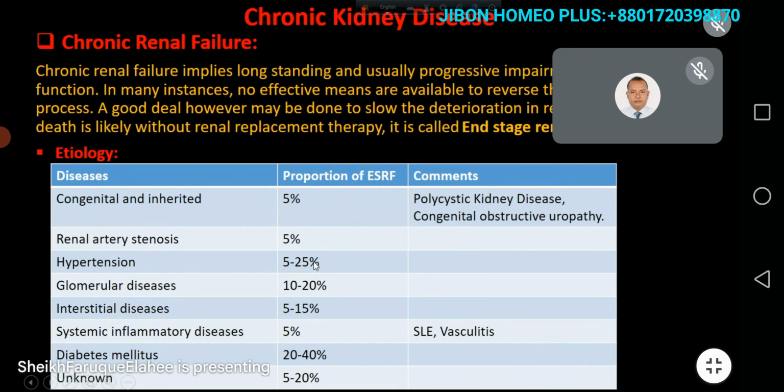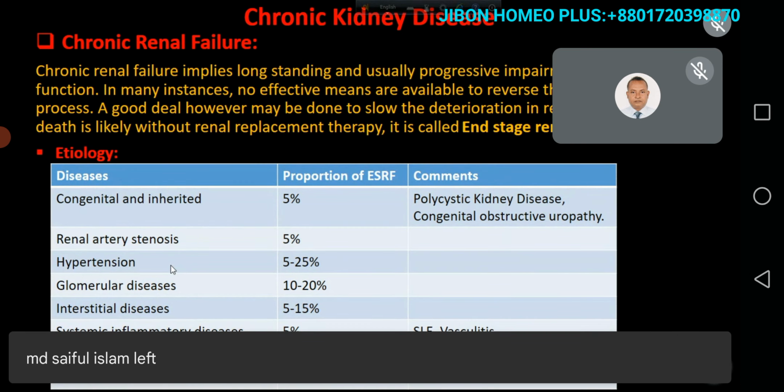You see, these are the three major causes of kidney failure. Glomerulonephritis number one, then hypertension, and then diabetes mellitus. So if you have diabetes mellitus or hypertension, be careful to control your hypertension and diabetes to an optimum level. Otherwise, you will have chronic kidney disease at the end.